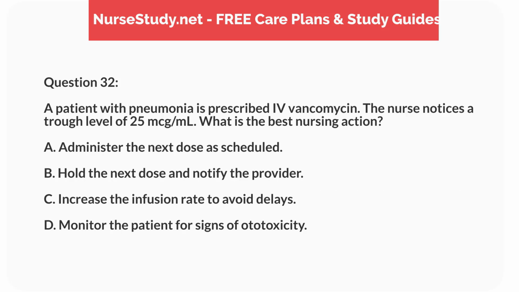Question 32. A patient with pneumonia is prescribed IV vancomycin. The nurse notices a trough level of 25 micrograms per milliliter. What is the best nursing action? A. Administer the next dose as scheduled. B. Hold the next dose and notify the provider. C. Increase the infusion rate to avoid delays. D. Monitor the patient for signs of ototoxicity.